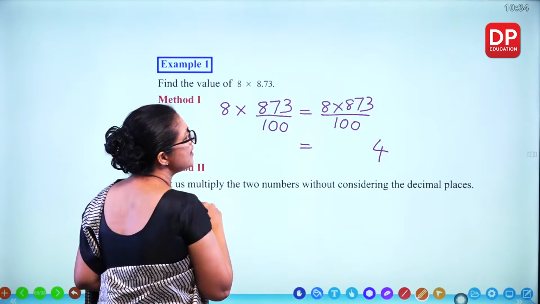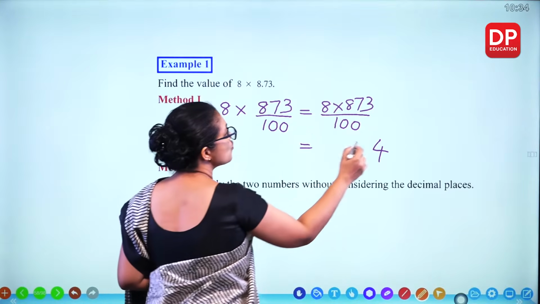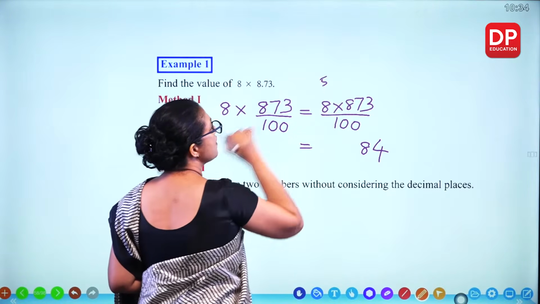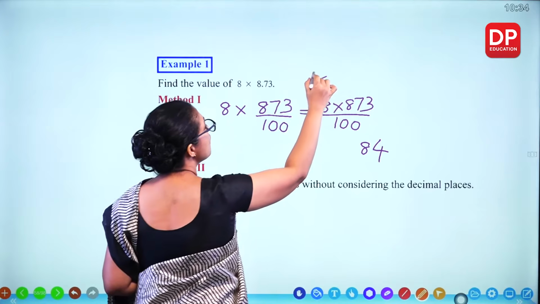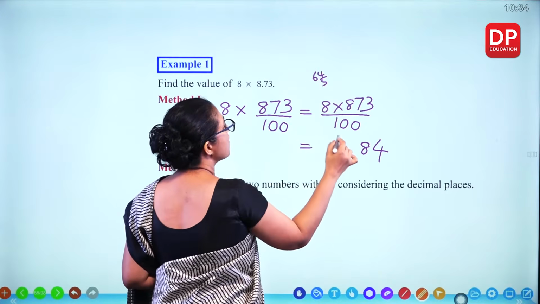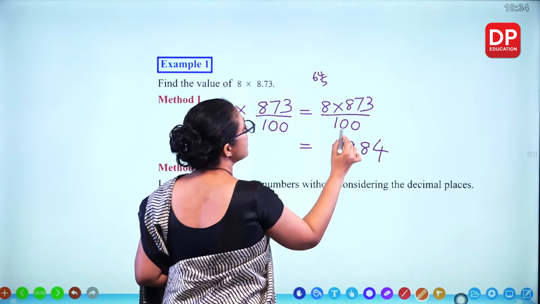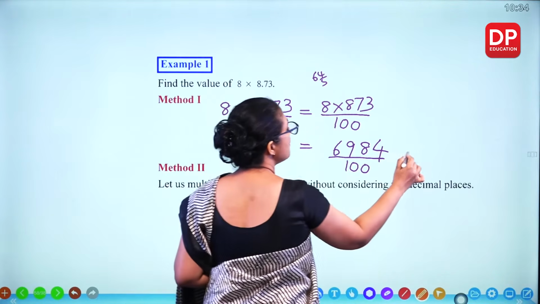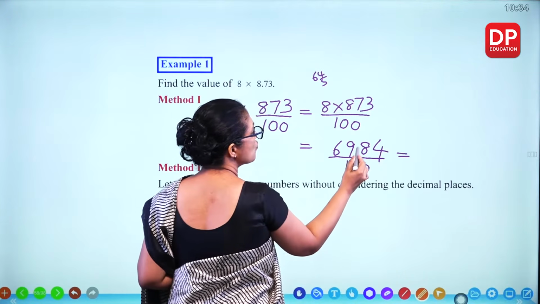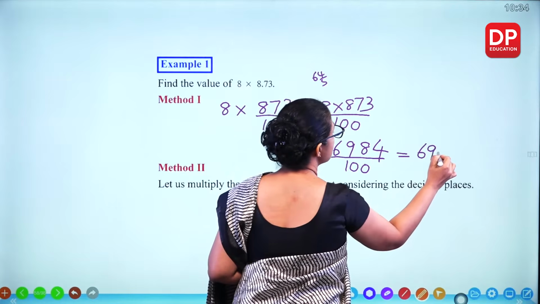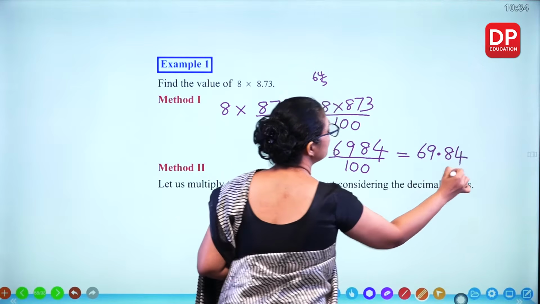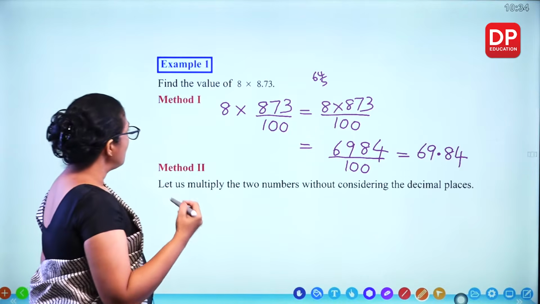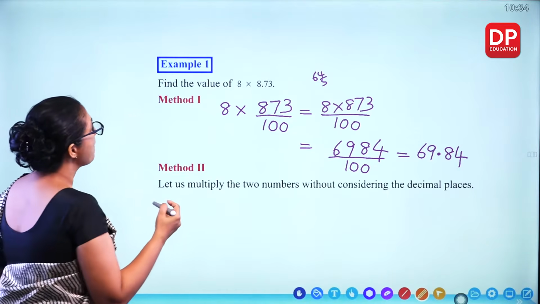Now 8 times 3, 24, 2 remaining. 8 times 7, 56 plus 2, 58. 5 remaining. 8 times 8, 64 plus 5, 69. And then divide by 100 means keep the decimal point 2 places to the left. Answer is 69.84.